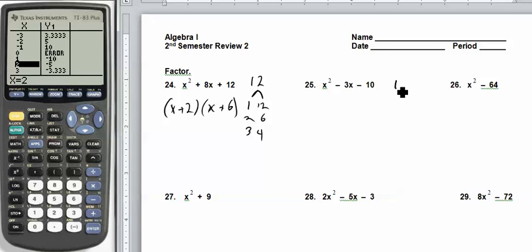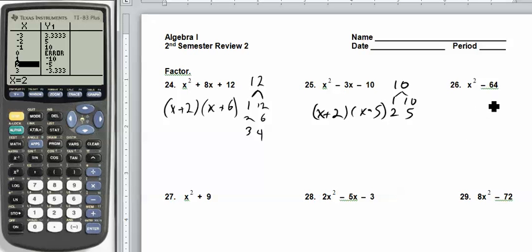If we're doing it by hand, factors of 10: 1 and 10, 2 and 5. When I subtract those, I get 3. So we need the larger one to be negative and the smaller one to be positive so that we get a negative 3. Now right here also, the 2 and negative 5 equals negative 3.